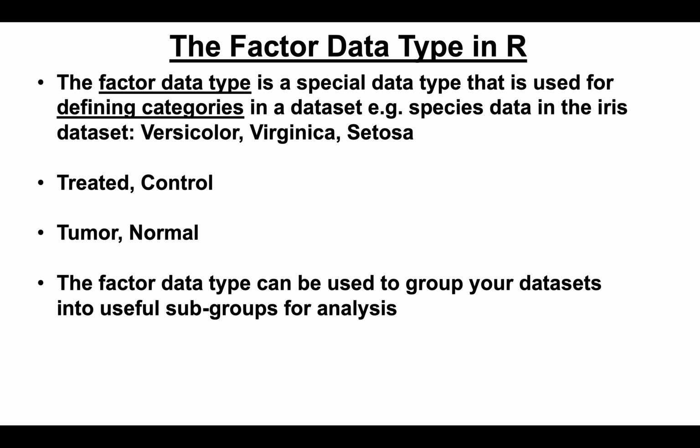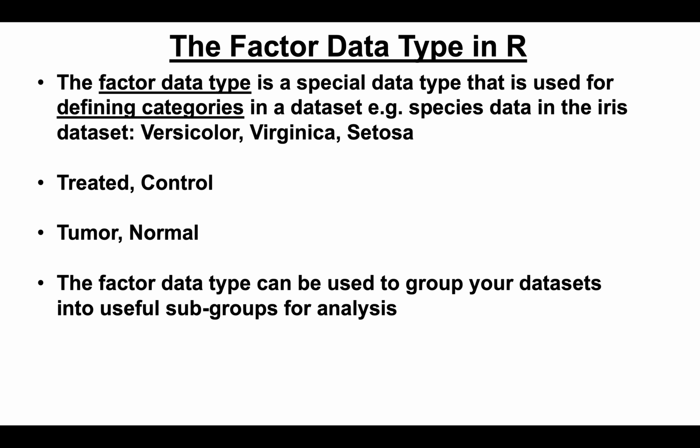An example of that would be in the iris data set. We had these categories for different species of iris. We have these 3 different species, and so those are categories. That's data of type factor. Other examples of what data of type factor might be in a data set would be treated versus control, or whether a sample was a tumor sample versus a normal sample.